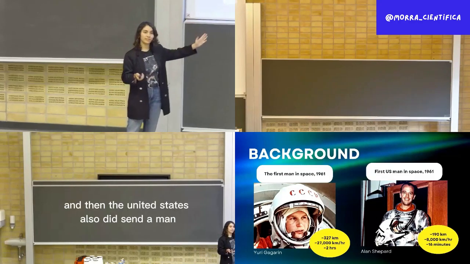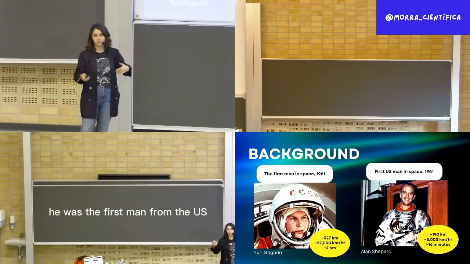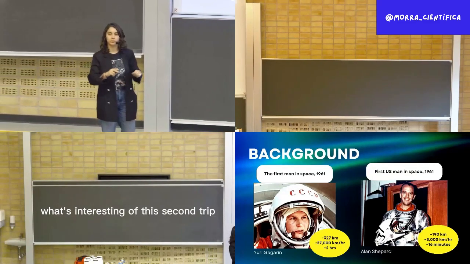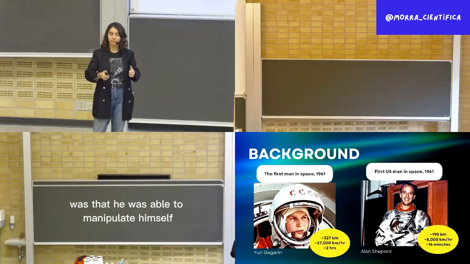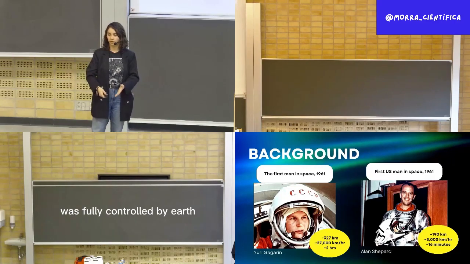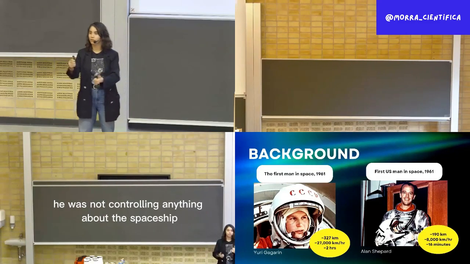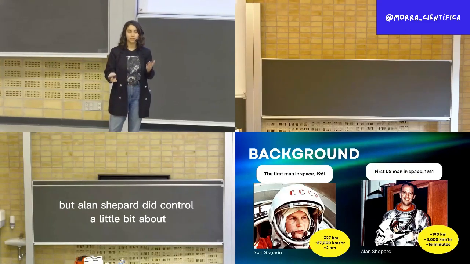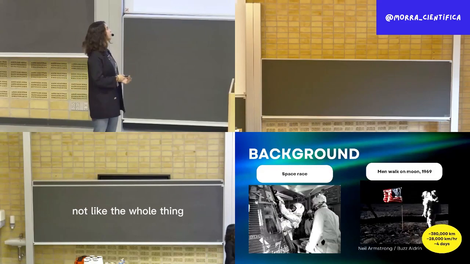And then the United States also sent a man, Alan Shepard, the first man from the United States. And you can see a little bit about the comparison. What's interesting about this second trip was that he was able to manipulate the spaceship himself. Yuri Gagarin was fully controlled from Earth, so he was not controlling anything about the spaceship. Everything was controlled on Earth, but Alan Shepard did control his spaceship a little bit for brief periods of time, not the whole thing.